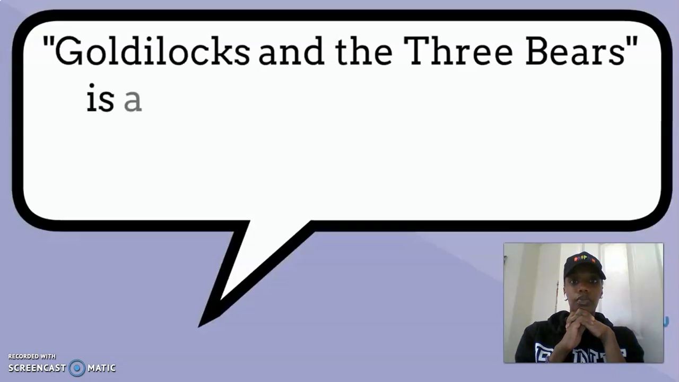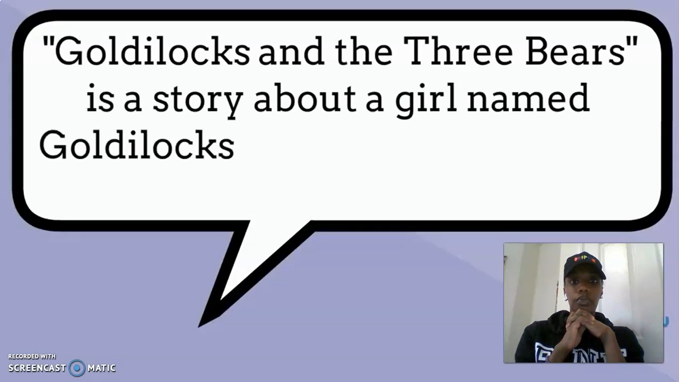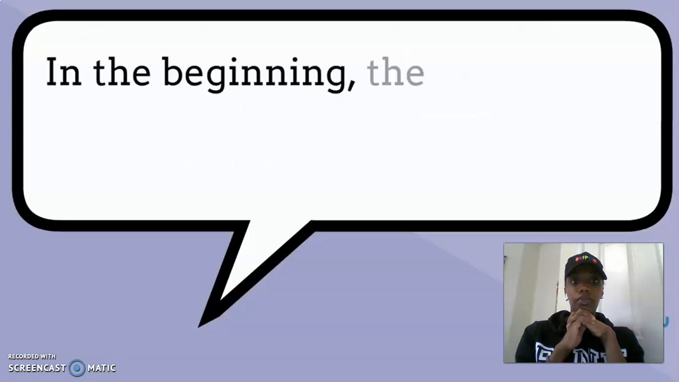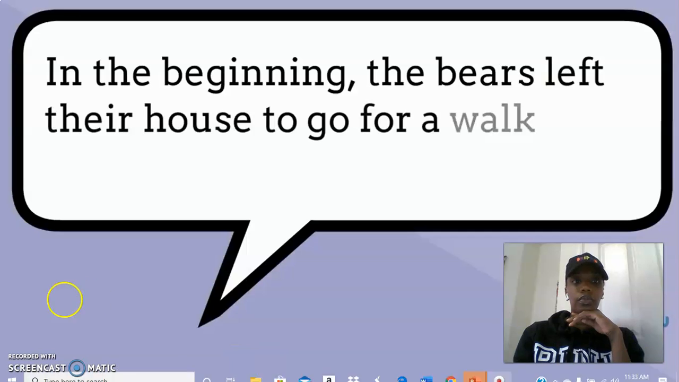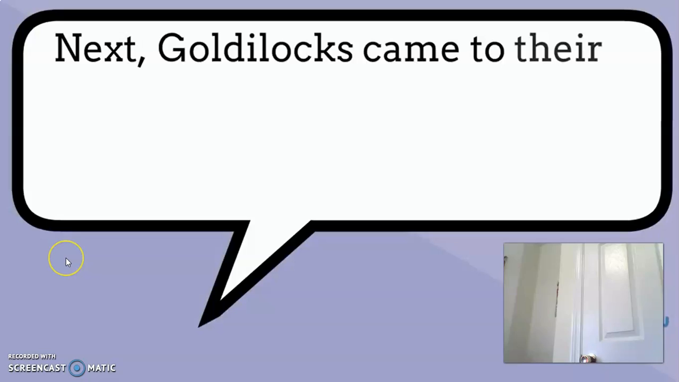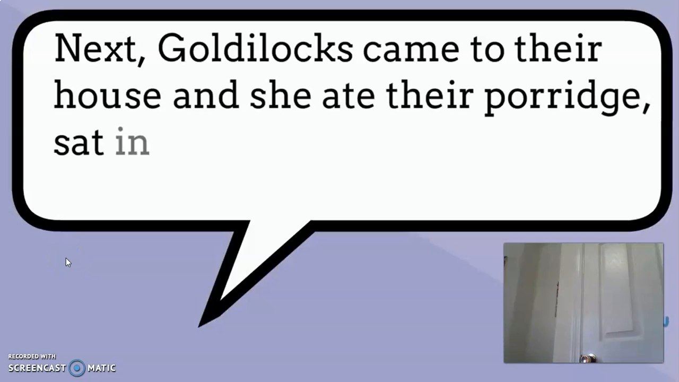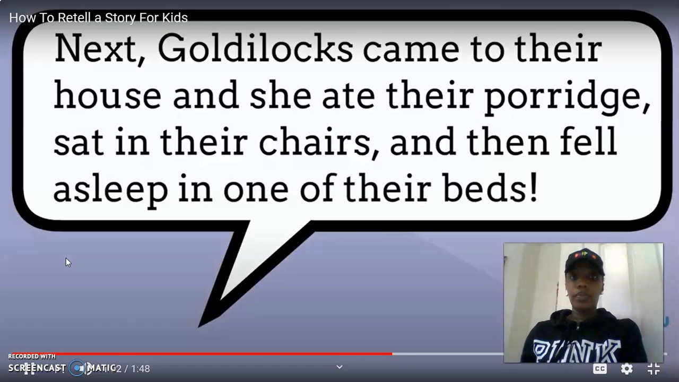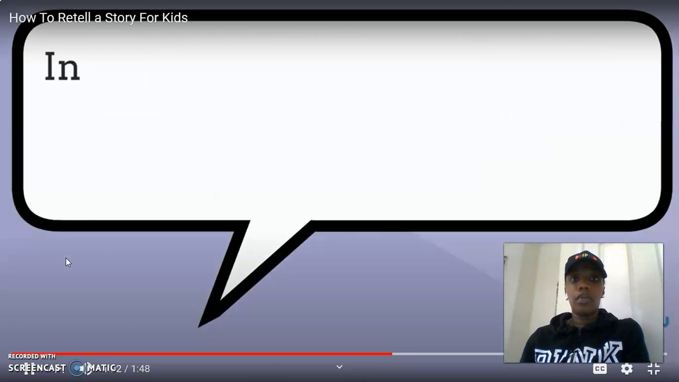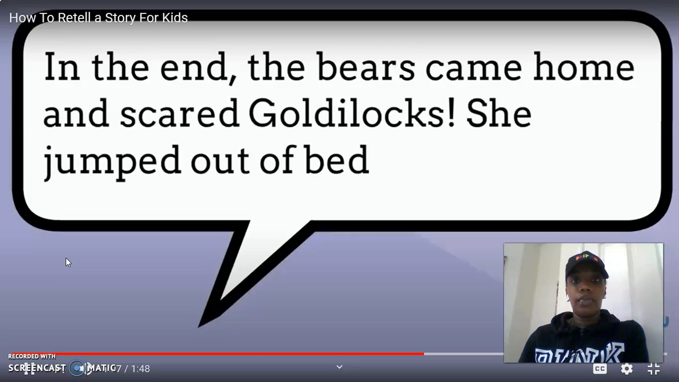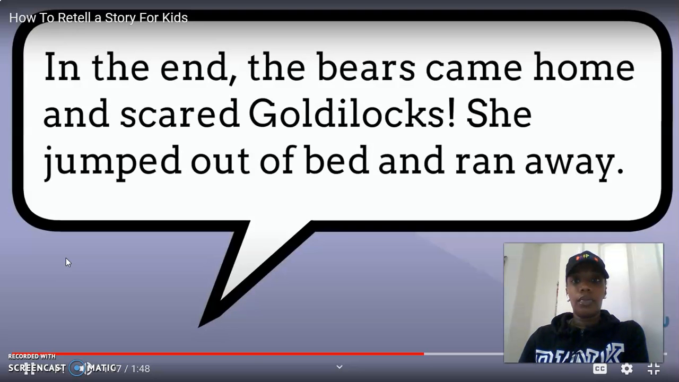Goldilocks and the Three Bears is a story about a girl named Goldilocks who goes for a walk in the forest. In the beginning, the bears left their house to walk while their porridge was cooling. Next, Goldilocks came to their house and she ate their porridge, sat in their chairs, and then fell asleep in one of their beds. In the end, the bears came home and scared Goldilocks. She jumped out of bed and ran away.